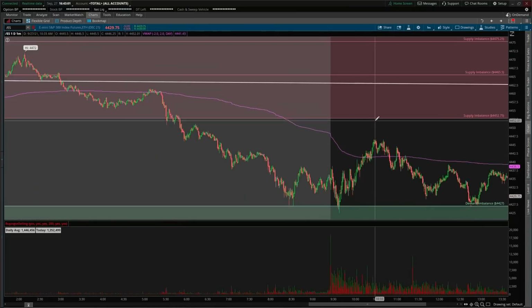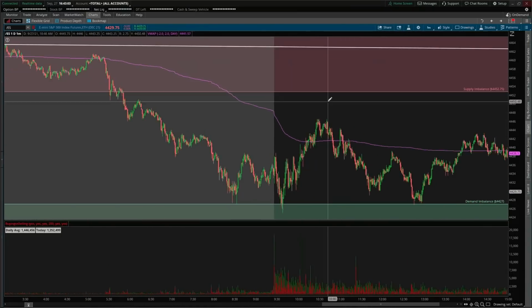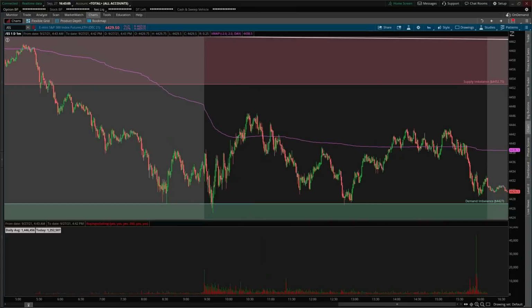Unfortunately, we didn't get the continuation that we liked into this key supply zone. And this is pretty much a good definition of a balanced intraday action where we actually double bottomed at this demand around 4431.